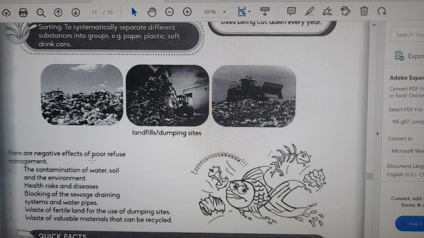There are negative effects of poor refuse management. The contamination of water, soil, and the environment. These are the negative effects of poor refuse management. You need to know them. Number one, it's the contamination of water, soil, and the environment. Number two is the health risks and diseases. Number three is the blocking of the sewage, draining systems, and water pipes. Number four is the waste of fertile land for the use of dumping sites. Number five is the waste of valuable materials that can be recycled.